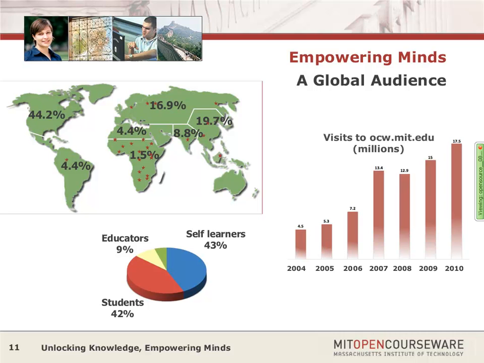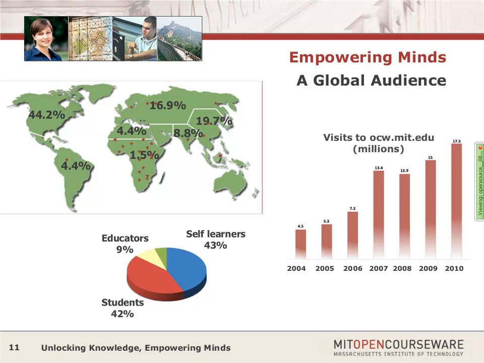You can see from the pie chart there that about 10% of the visitors coming to our site are educators from other universities. About 42% are students that are coming from other universities. And the big surprise to us is that almost half of our traffic is coming from people who have no formal affiliation with the university at all.